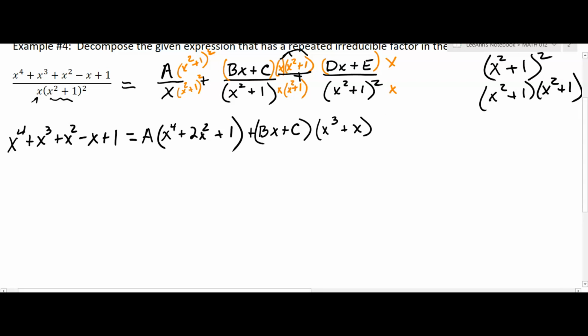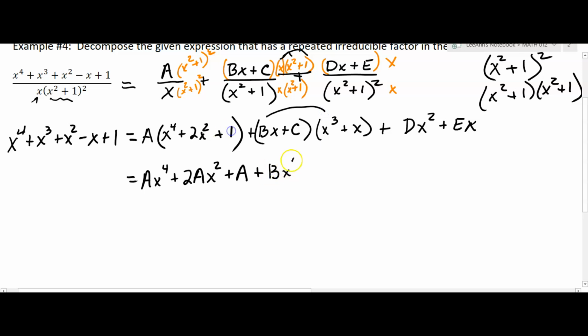All right, now I want to double check my work because I don't want to make a mistake. But don't be surprised, we all make mistakes. So I'll distribute here dx squared plus ex. Okay, I still have more distributing to do. So ax to the 4th plus 2ax squared plus a plus, okay, now I've got to FOIL this. So that's going to be bx to the 4th plus bx squared plus cx cubed, and it doesn't matter what order they're in because we're going to move them around anyway, plus cx plus the dx squared plus ex.